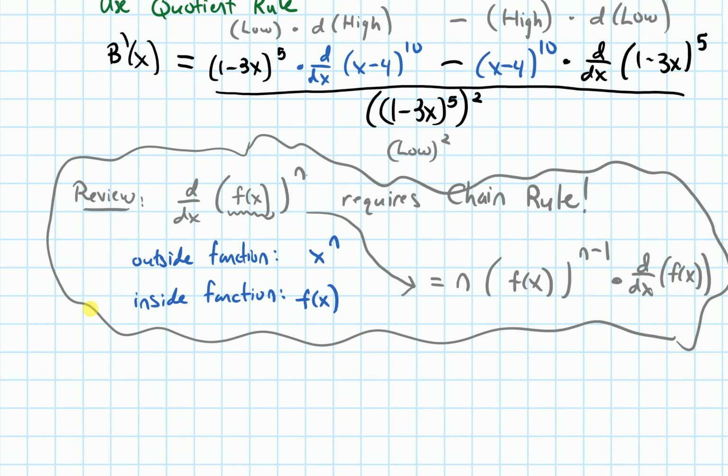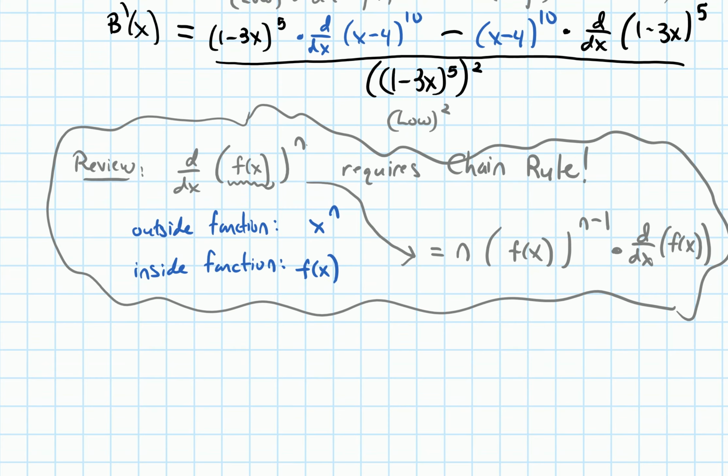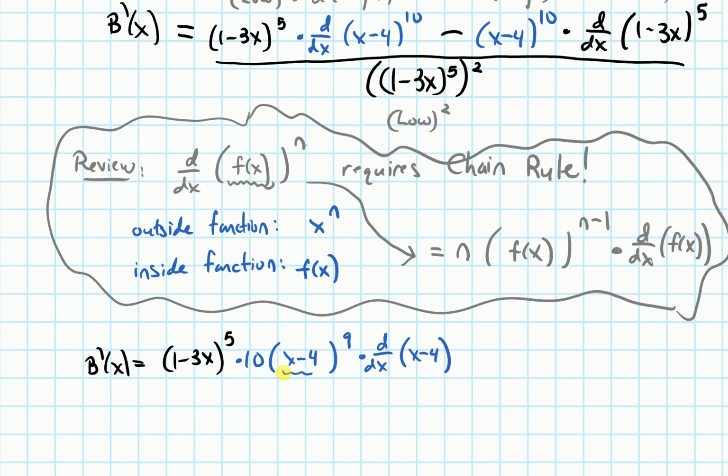Okay, so now let's apply that to our derivatives that we have here. So we have b prime of x is equal to 1 minus 3x to the 5 times this derivative, so the derivative of x minus 4 to the 10. Taking the derivative of that, the 10 will come down, and the new power will be 9. We keep plugging in that same inside thing, x minus 4. But we have to multiply that by the derivative of the inside, the derivative of x minus 4. That's the chain rule step. We have to multiply by the derivative of the inside.